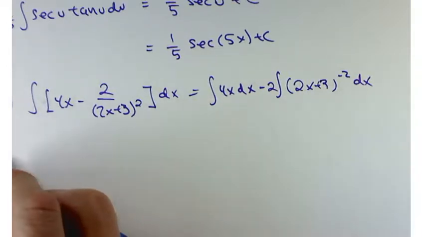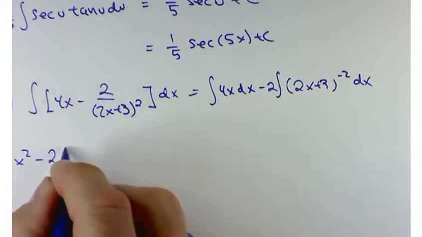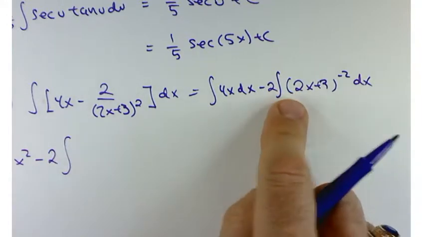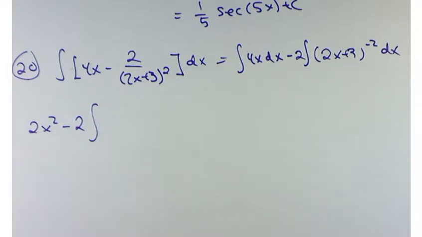Now the first one's just going to integrate to 2x squared minus 2 times all this mess. Don't worry about the constant of integration until you're all done, because we only need one constant of integration.